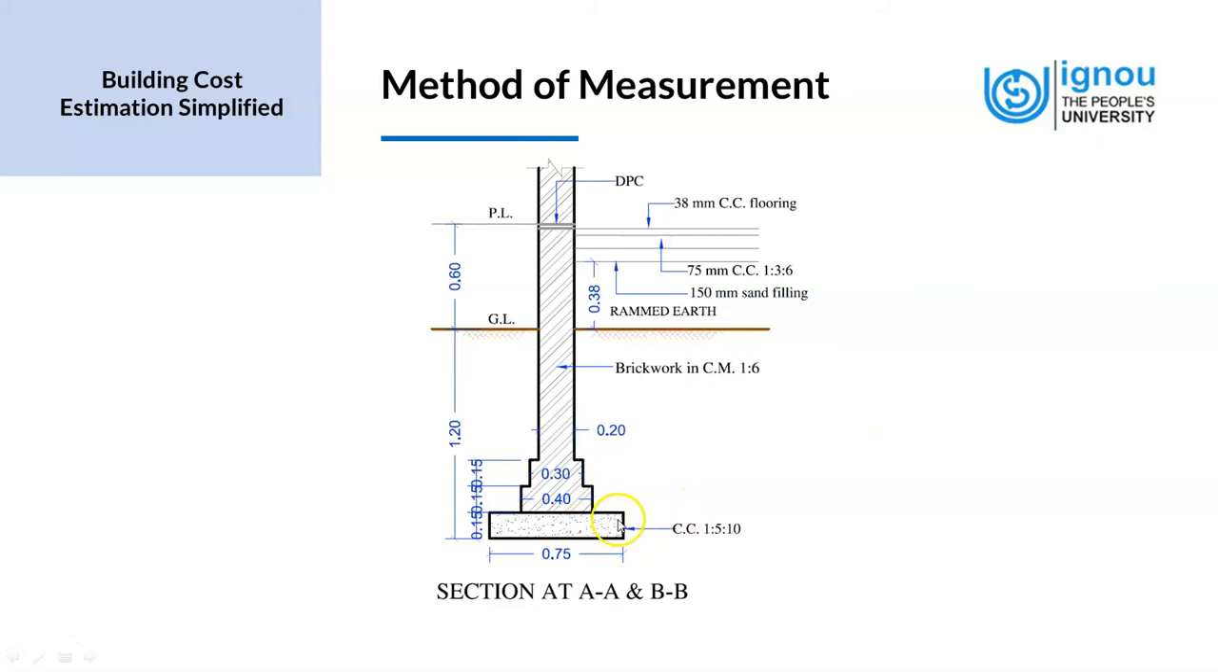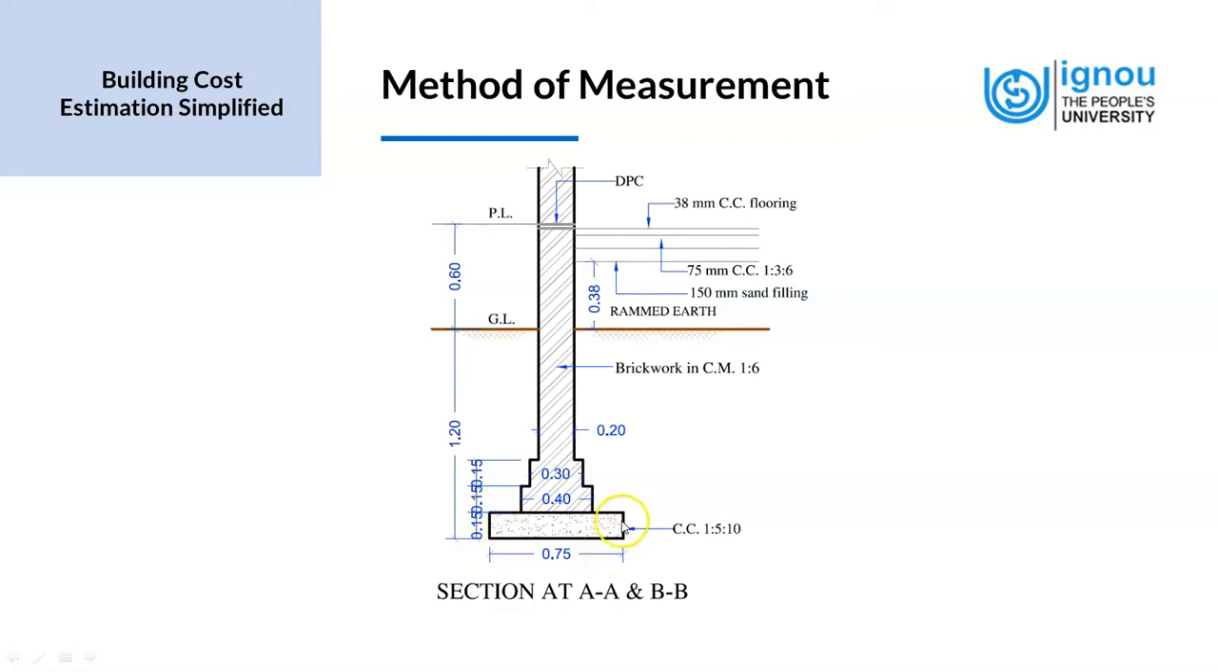First of all, we have a footing here, for which the specification given is cement concrete 1:5:10. Because we are taking the measurements of the item, we are very interested in knowing the dimensions. The footing has a width of 0.75 meters and a height of 0.15 meters. So the cement concrete footing has a dimension of 0.75 meters width and 0.15 meters thickness.